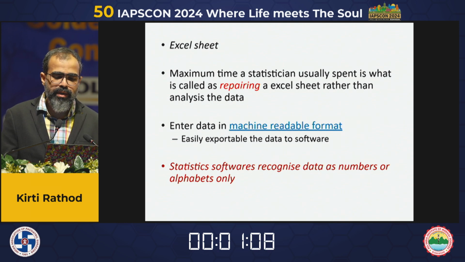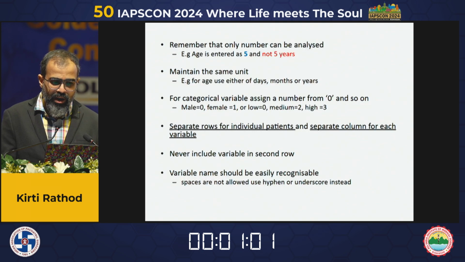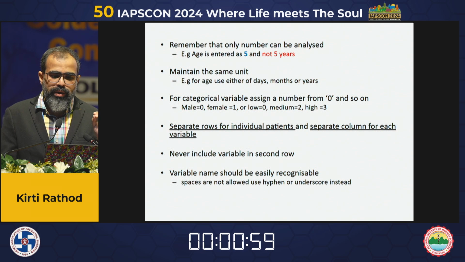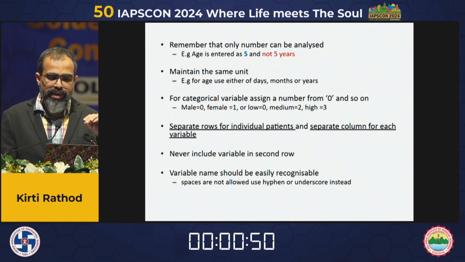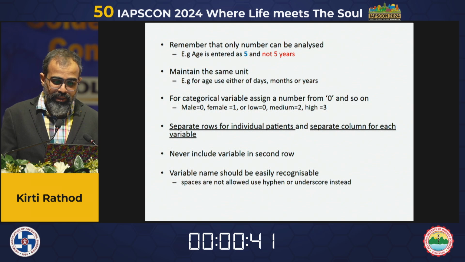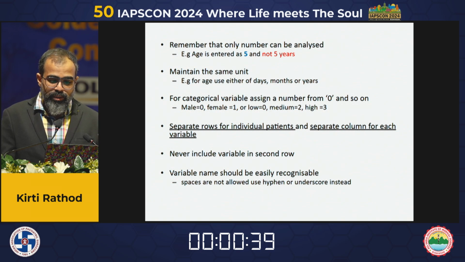You have to put your data in a machine-readable format because software recognizes data as numbers and alphabets only. So remember that only numbers can be analyzed. Age should be put as 5 and not 5 years. Maintain the same unit, don't keep changing it. And assign a number to every categorical variable like 0, 1, 2. Put separate rows for individual patients, a separate column for each variable. Never include variables in rows. And don't leave empty spaces because the software will read them as 0.